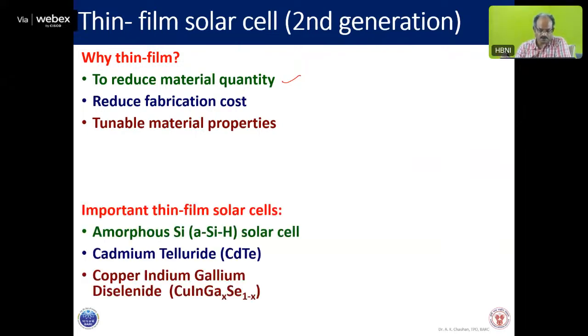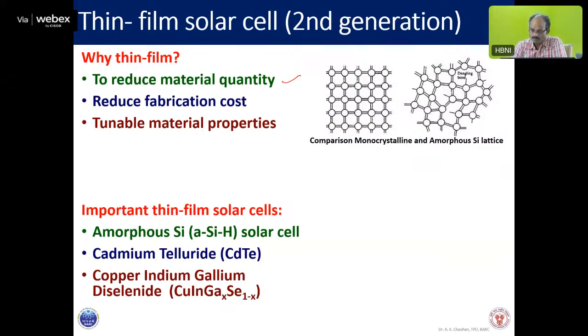What are the different important thin film solar cells? Amorphous silicon solar cell, cadmium telluride solar cell, and copper indium gallium diselenide solar cells: CIGS, CdTe, and amorphous silicon. Amorphous silicon is different from the polycrystalline silicon, which we saw yesterday. Amorphous silicon is a thin film solar cell.